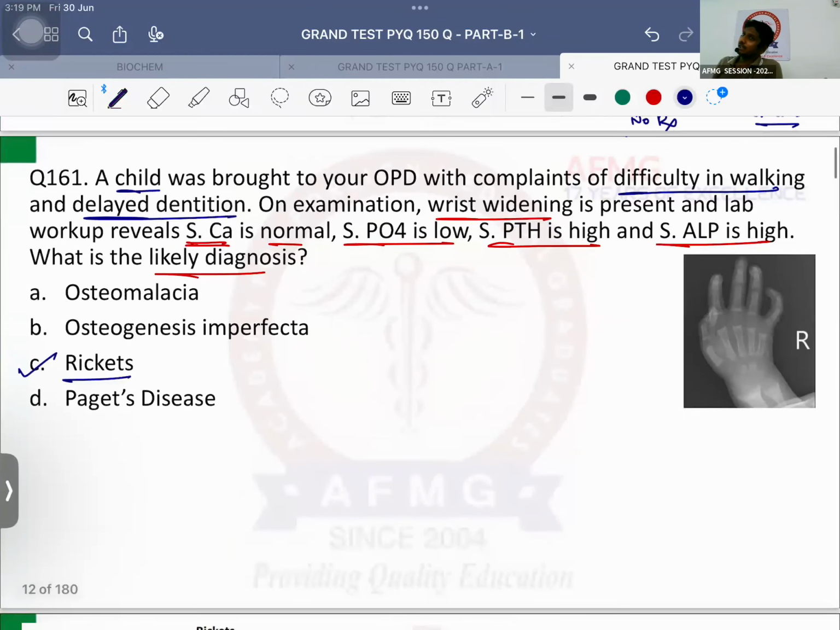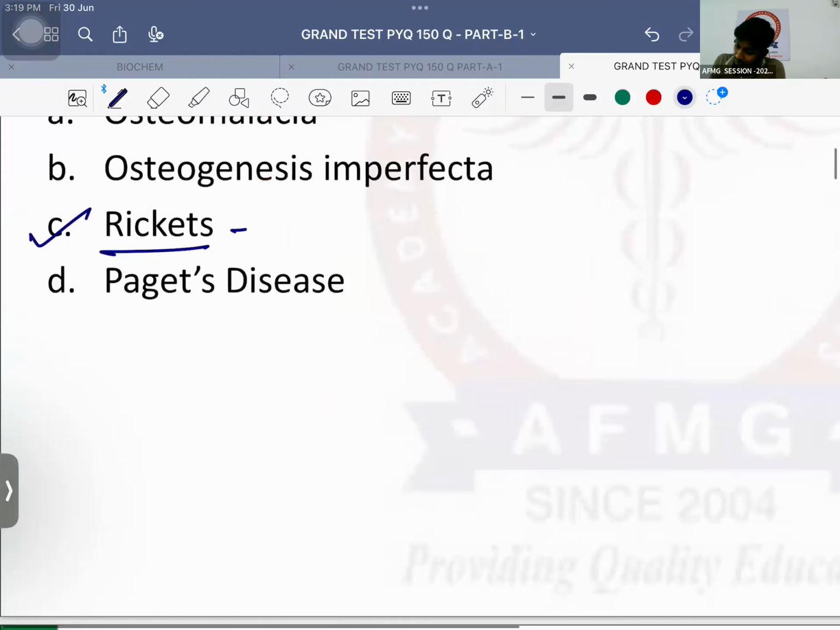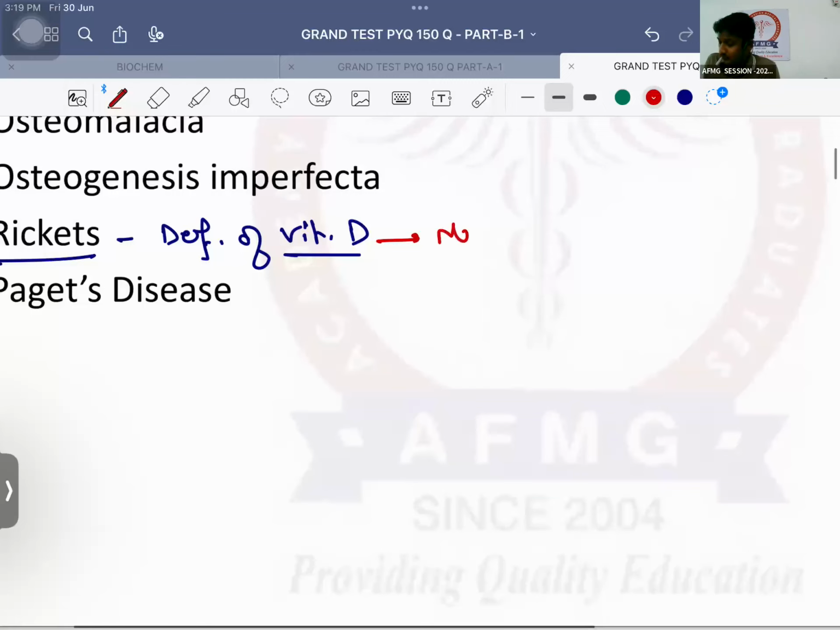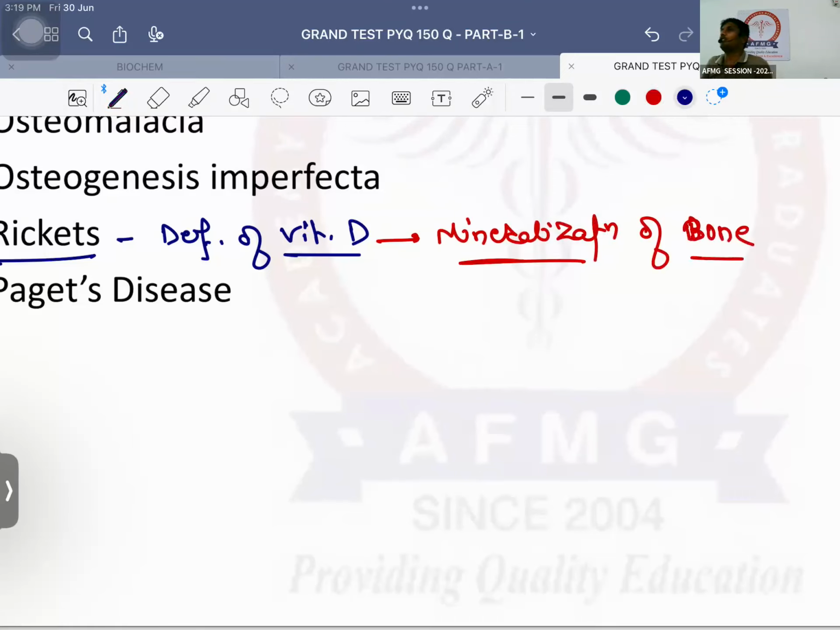rickets. Important is, rickets is what? Rickets is due to deficiency of vitamin D. Vitamin D is responsible for mineralization of bone. What is mineralization? Deposition of calcium and phosphate inside the bone. तो अगर vitamin D कम होगा तो mineralization हो पाएगा क्या? नहीं हो पाता. Therefore the bones will become weak. Okay, the bones will become weak. They will be demineralized. ठीक है, so that's the important thing which is seen.